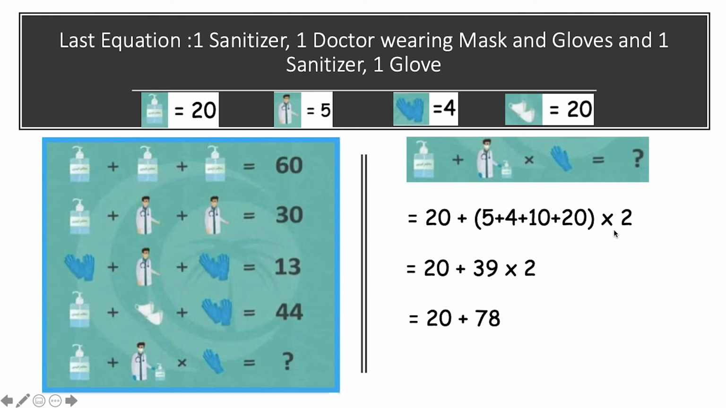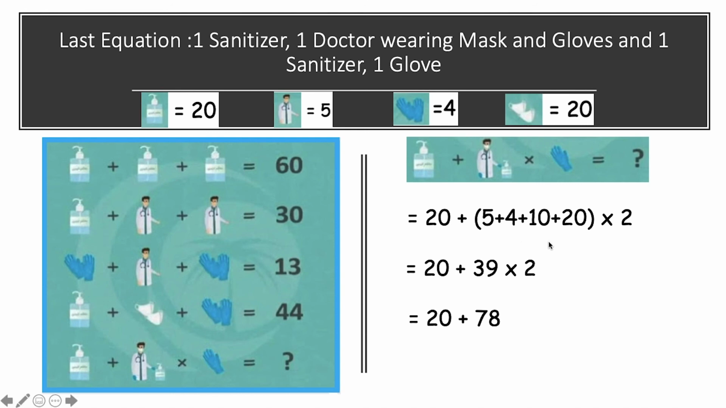According to the BODMAS, firstly we have to solve the bracket, then order, division, multiplication, addition, and in the end subtraction. And friends, addition and subtraction can be done simultaneously. There won't be change in the answers.